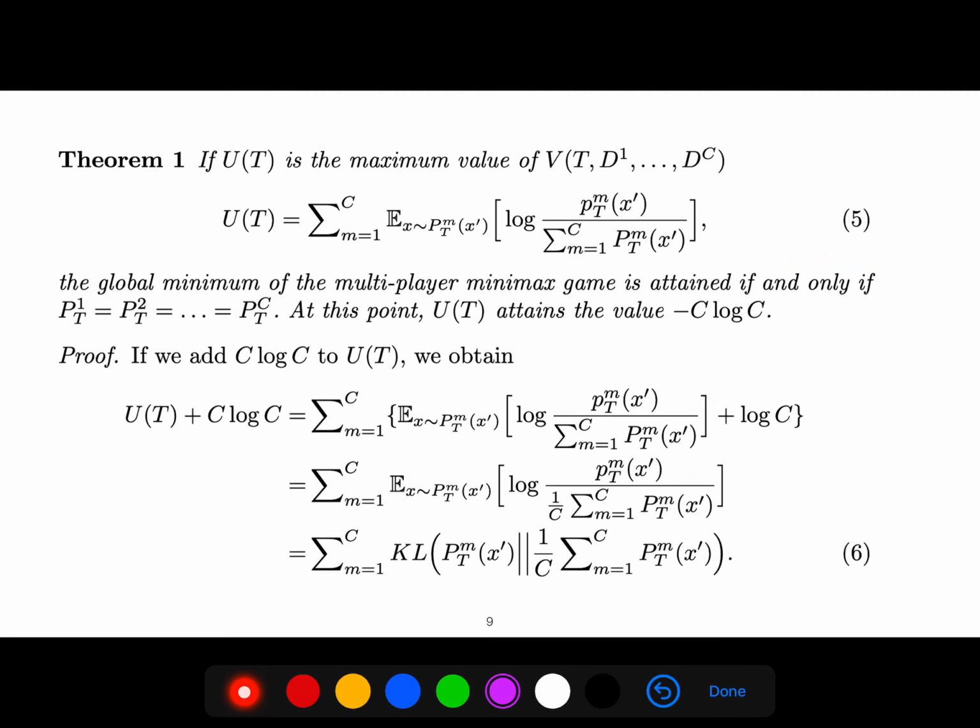Another theorem: if U is the maximum value of your value function of this game, then U is, this is the proof that says that U is this.